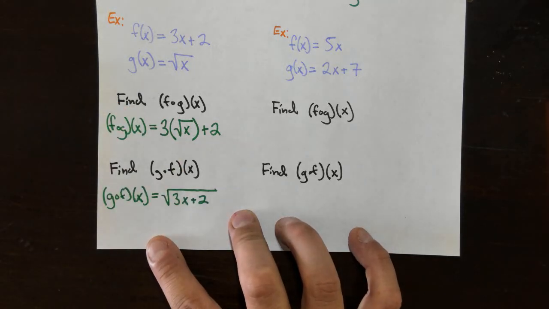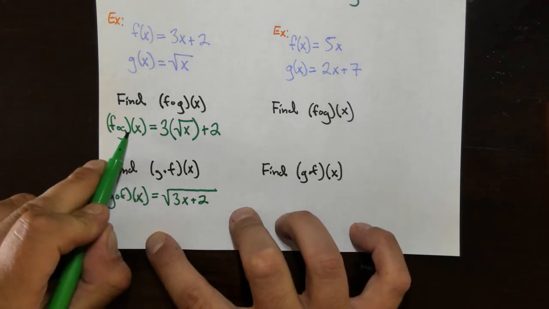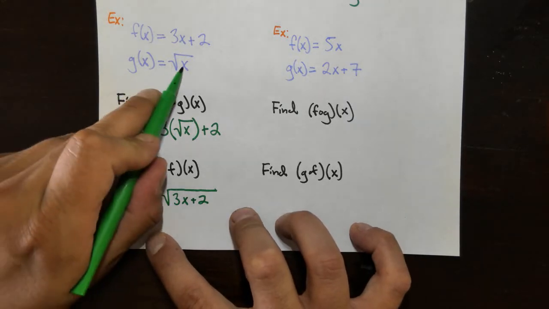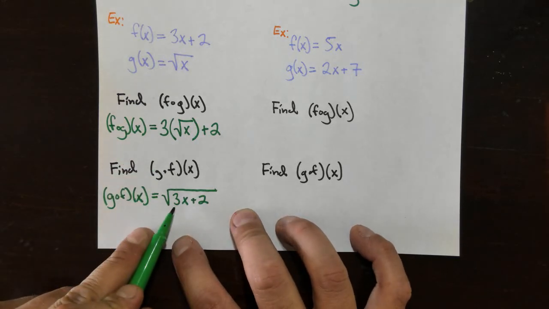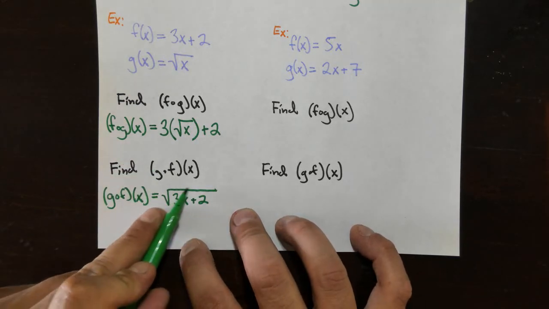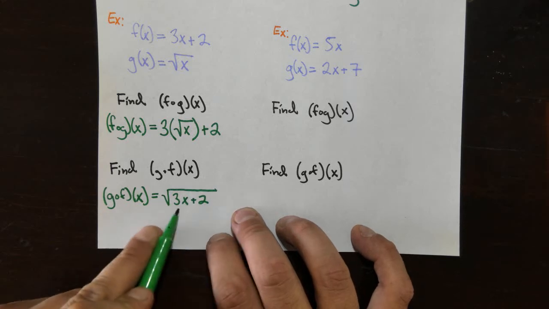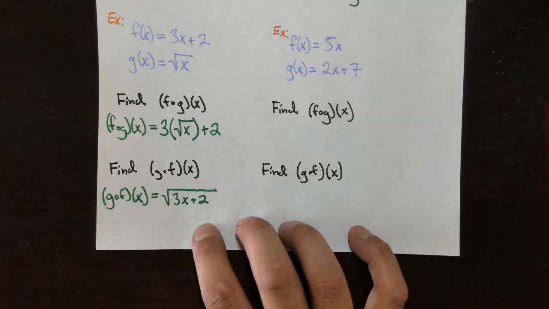So again, just notice what I did here. I put g inside of f, and here I put f inside of g. So I put the f, which is the 3x plus 2, inside of the g.